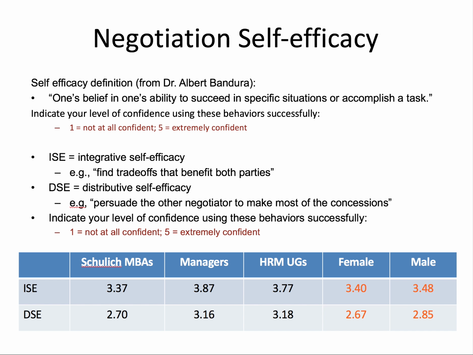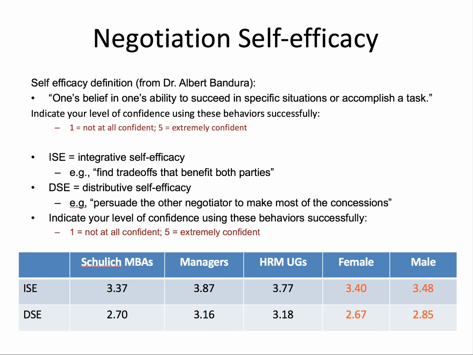You can be high in one of these and low in the other. You can be high in both. Again, they're two different activities, so your self-efficacy in each is not related to one another. So in this chart here at the bottom, what you'll see is integrative self-efficacy and distributive self-efficacy, and you'll see a number of scores that are relevant to different groups.